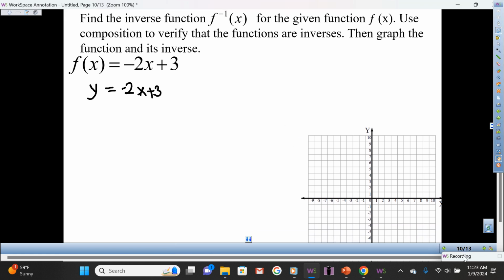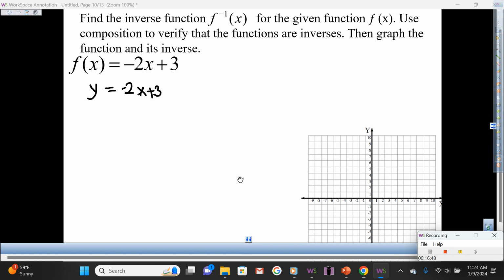Let me pause this really quick. Good conversations. Walk me through the process, please. What's my next step? Danny, go. Subtract 3, subtract 3. That is correct. We end up with y minus 3 equals negative 2x. These cancel. Continue.